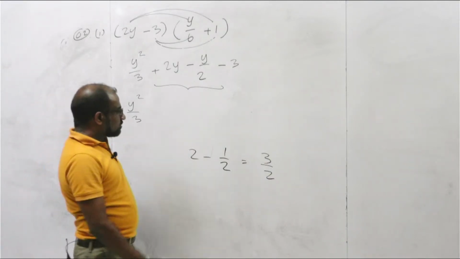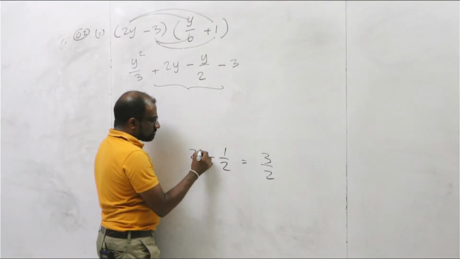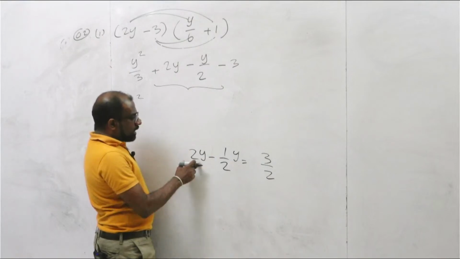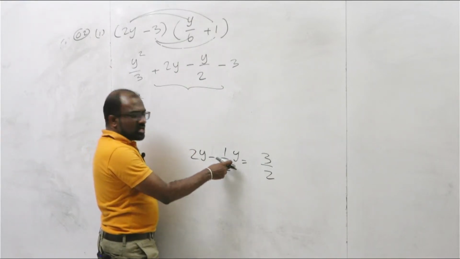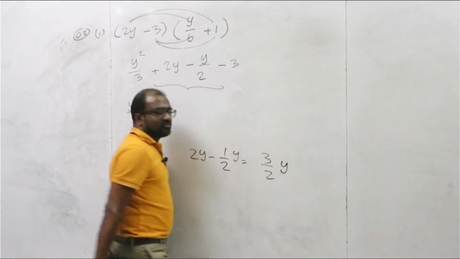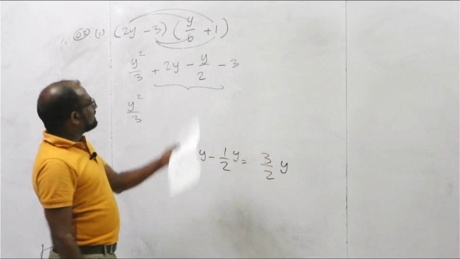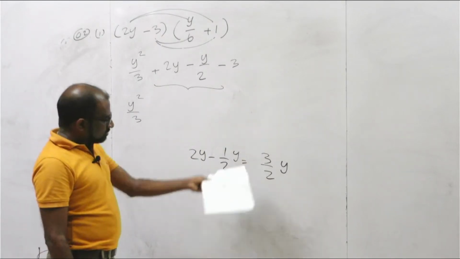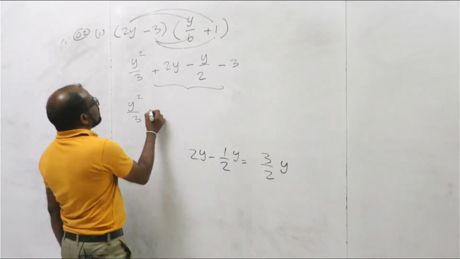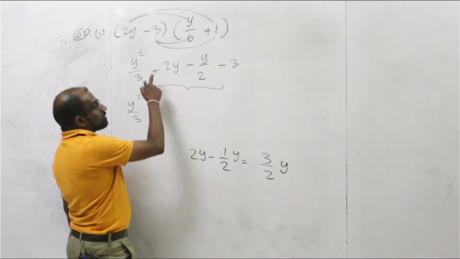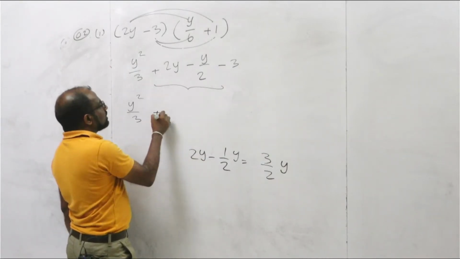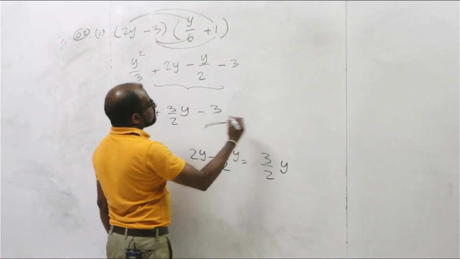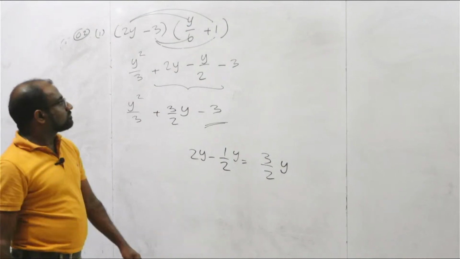Now put y here. 2y subtract y over 2. What is the answer? 3 over 2, so 3 over 2y is the answer. The symbol comes from the largest term, right? The symbol is plus for the largest term. What's the answer? 3 over 2y minus 3. Right? Minus 3.